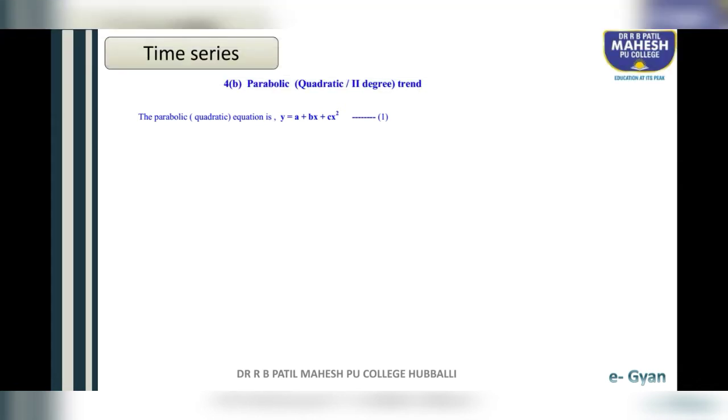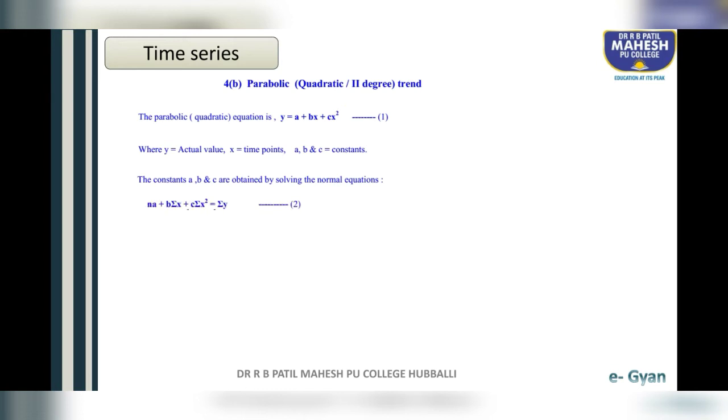So let us see. The parabolic equation is y is equal to a plus bx plus cx square. So this is equation number 1. Where y is the actual value and x is the time point, and here a, b and c are constants. The constants a, b and c are obtained by solving the normal equations.